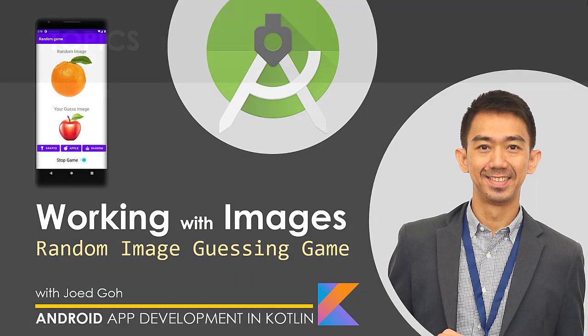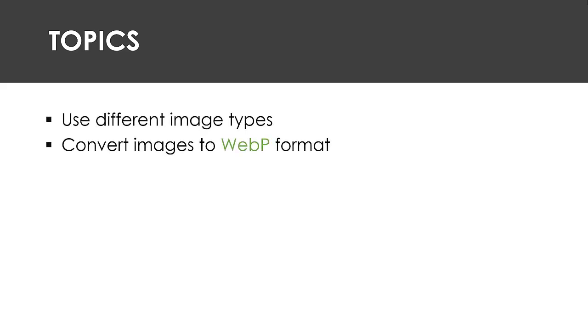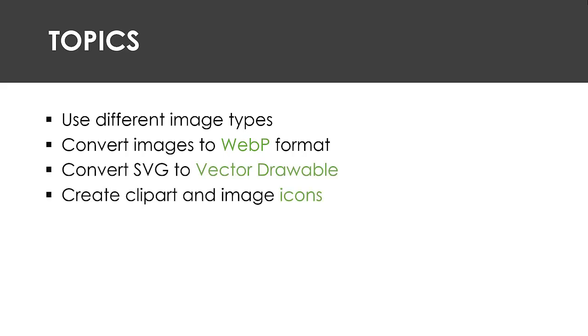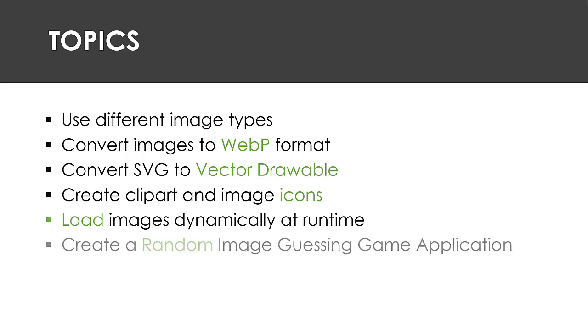Today, you will learn how to incorporate different types of images in your application, convert images to WebP and vector drawable formats, and load image files dynamically during runtime. At the end of this lesson, you should be able to create a very simple game application of random images generated from a mutable list that you can guess using a shuffled function.